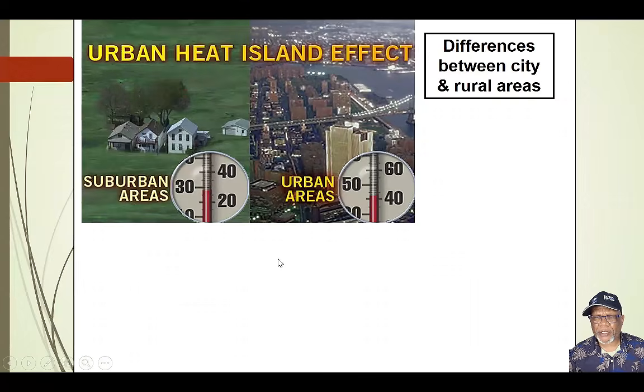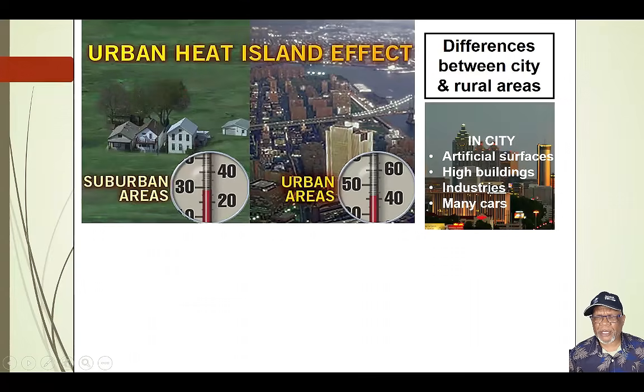Now let's look at the urban climates. Why are cities warmer? So, urban heat island. What is urban heat island? You must be able to define the concept of urban heat island. So urban heat island is the warm urban area surrounded by the cooler suburbs. So this is your warm urban area and it's surrounded by the cooler suburbs.